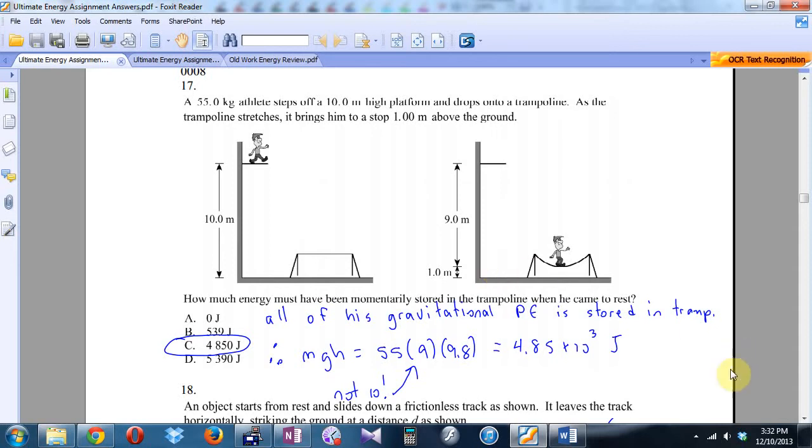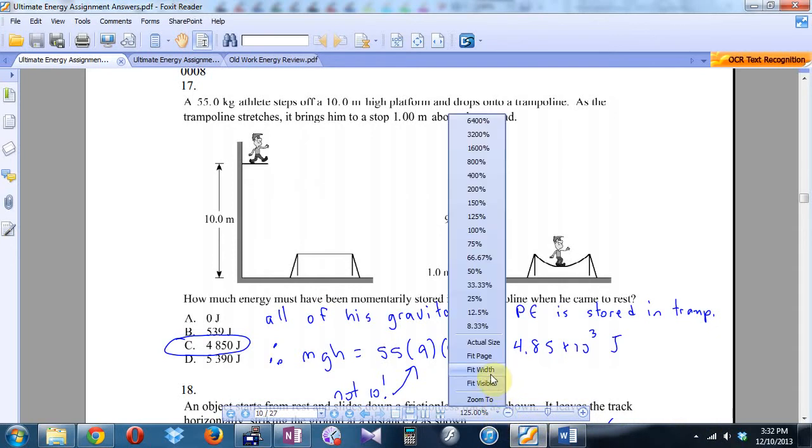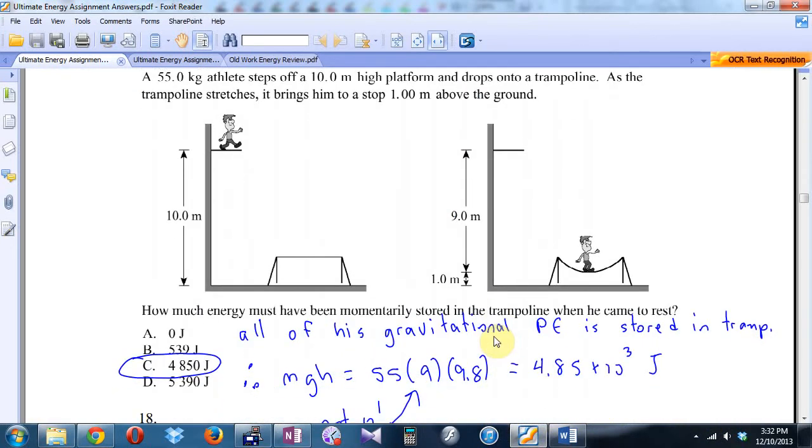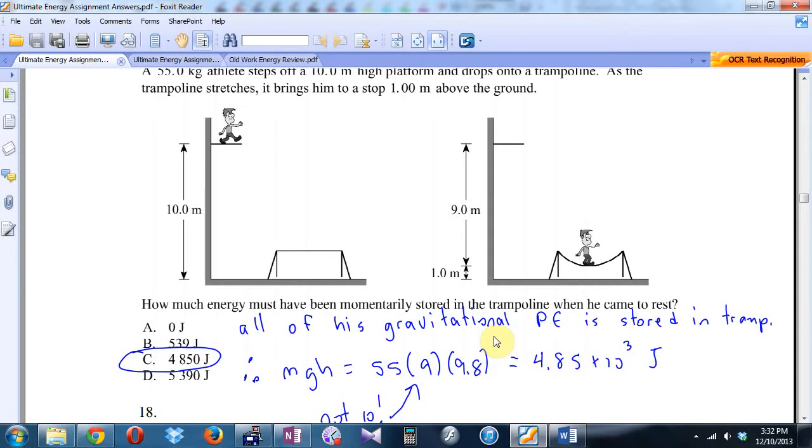Any others? Yep. Can you please go over 18? Yep. Number 18, I'm going to ask, did anybody, without looking at my answer key, get number 18 on their own? Nice. Nice. This is tough.